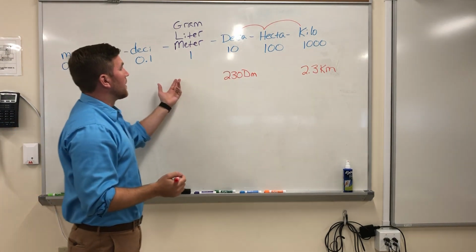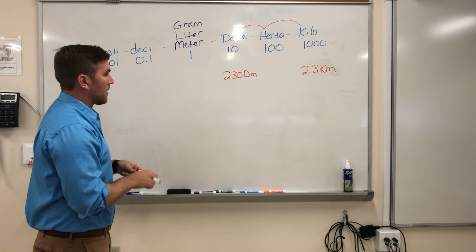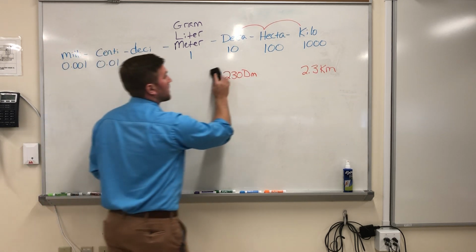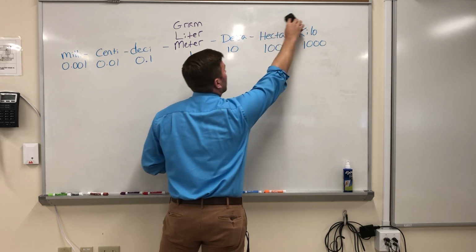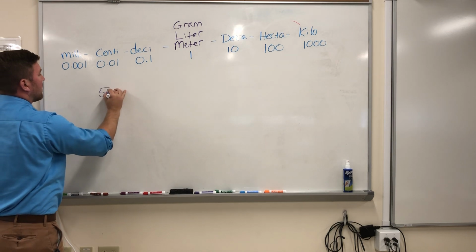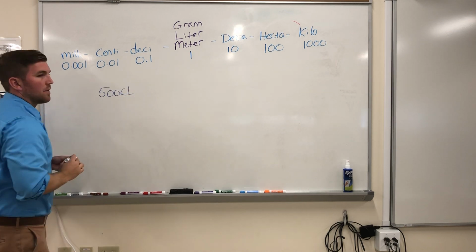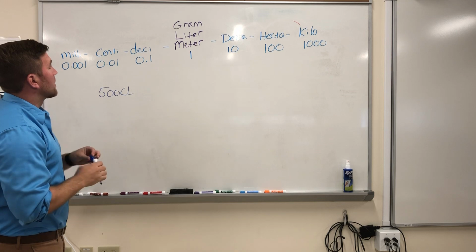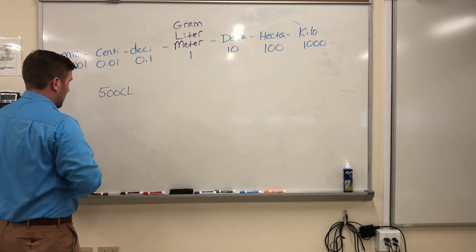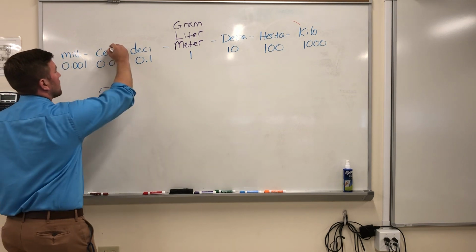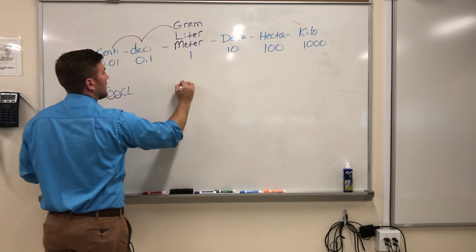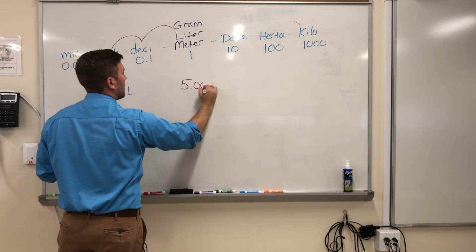You can move the other way as well, and you do the same thing. So if I had a different example, where perhaps I had 500 centiliters, and I wanted to find out how many liters that was. Once again, I'm moving 2 steps to the right, so my decimal needs to move 2 steps to the left, and I have 5 liters.